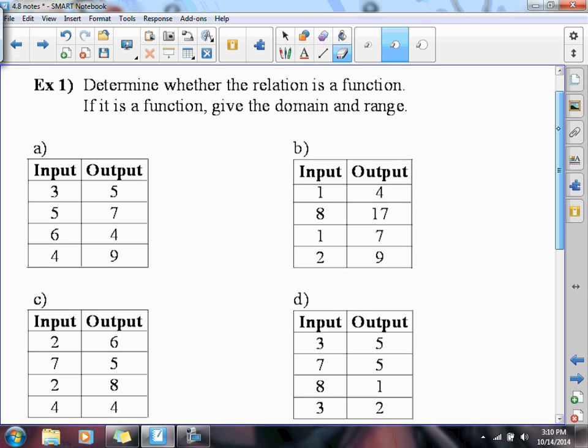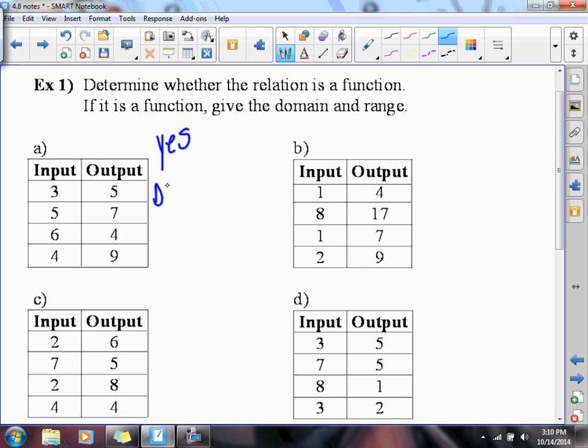Okay, so let's look at some official examples now and see if we can determine whether or not these are indeed functions. So determine whether the relation is a function. If it is a function, give the domain and the range. So for part A here, we have 3, 5, 6, and 4. So they're a little out of order, but that's okay. And then we have 5, 7, 4, and 9. So basically, if you're just looking at your x values or your input values, is there any repetition? And here there's not. So yes, this is going to be a function.